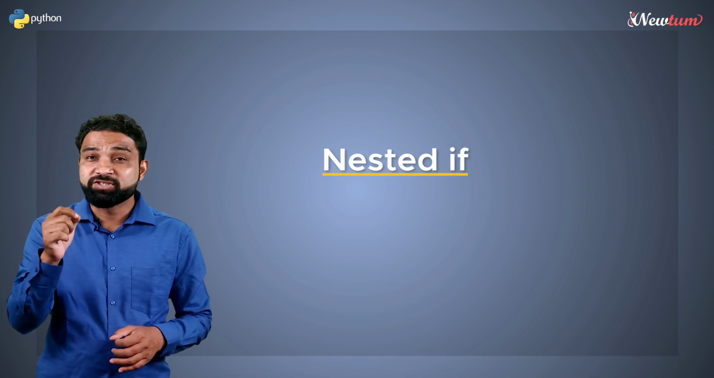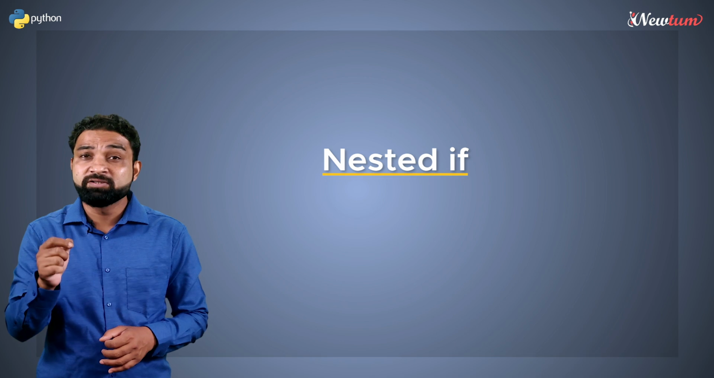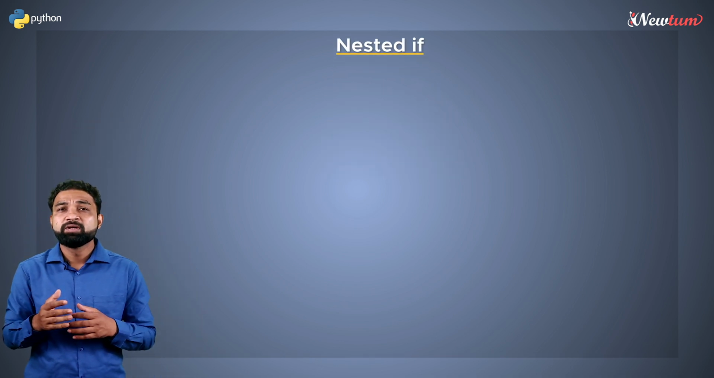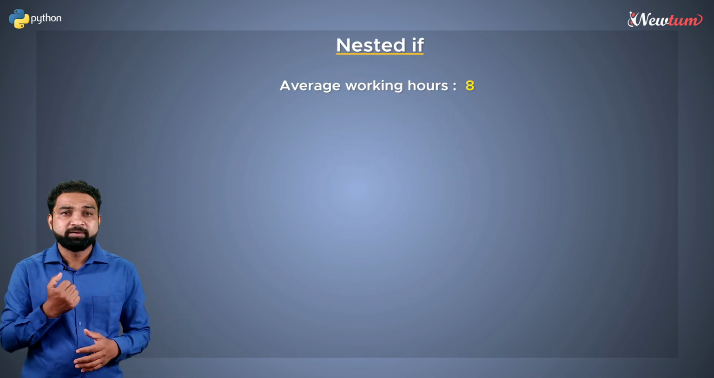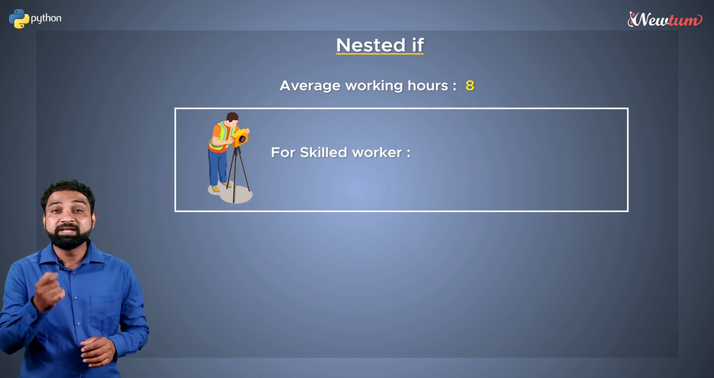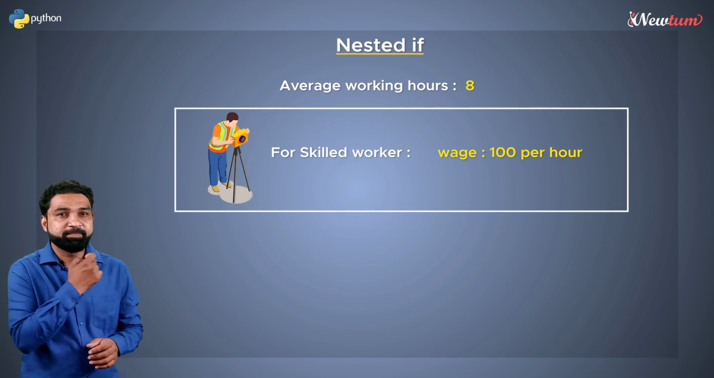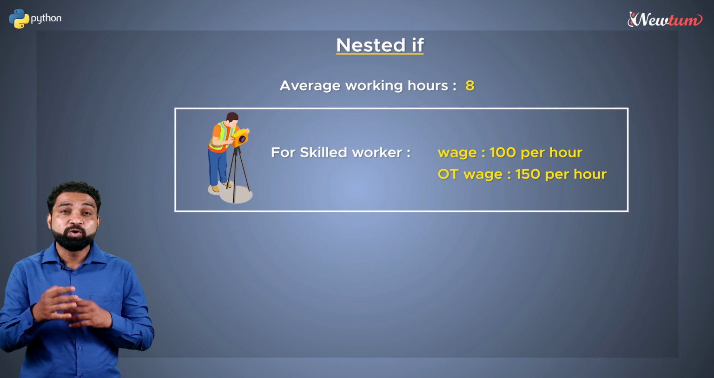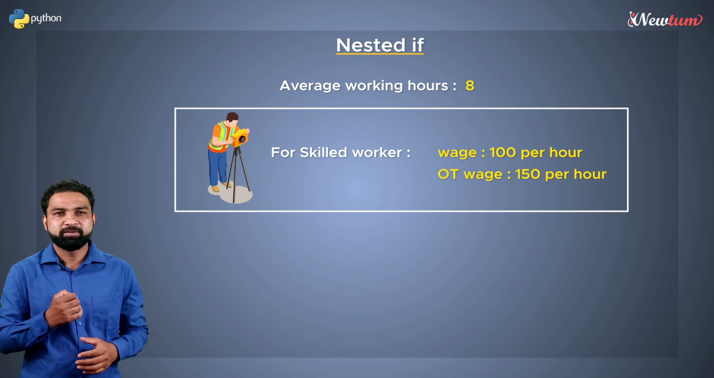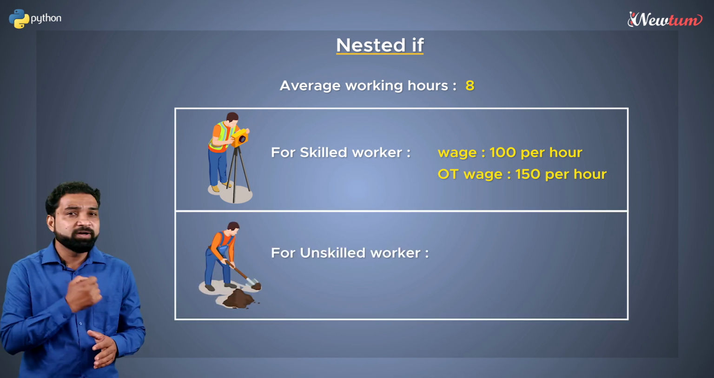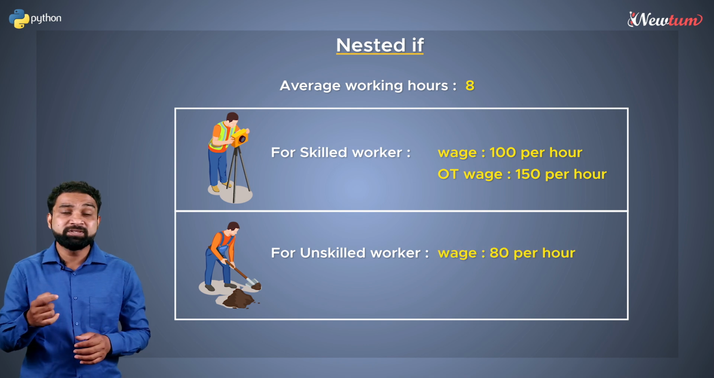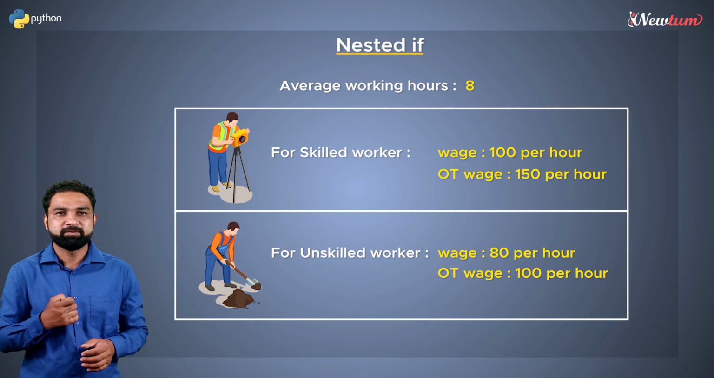Suppose the wage and overtime rate of workers varies on their skill set. The average working hours is 8. If he is a skilled worker, then he will get a wage of rupees 100 per hour and overtime wage of rupees 150 per hour. If he is an unskilled worker, then he will get a wage of rupees 80 per hour and overtime wage of rupees 100 per hour.